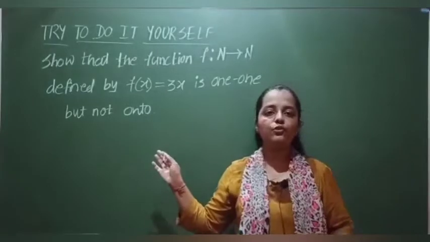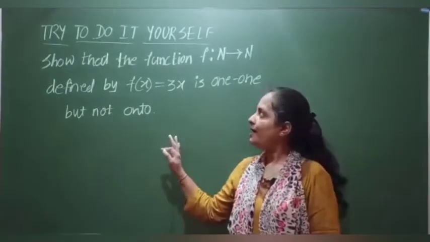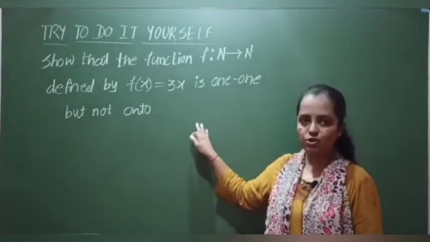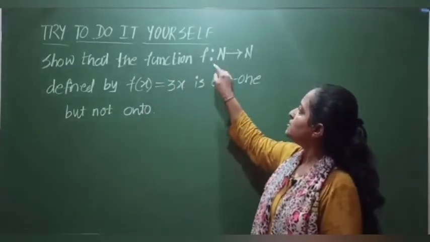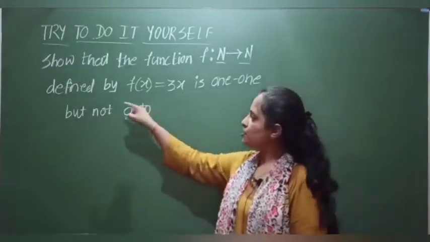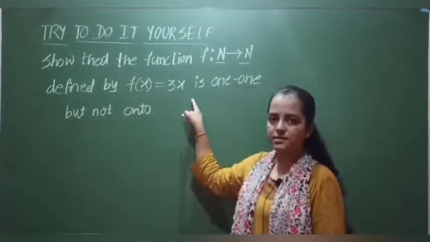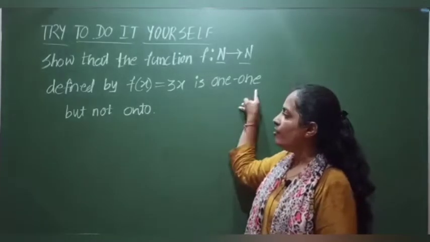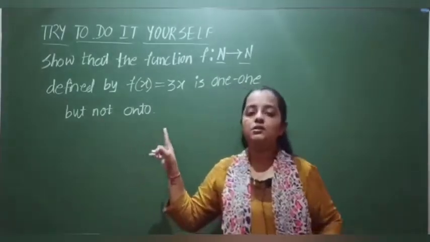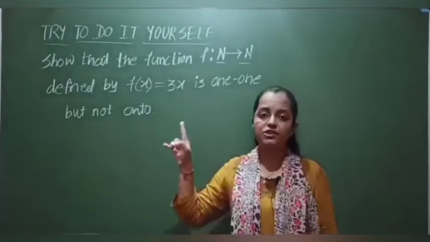And now it's time for a try-it-yourself question. Try to do it yourself and send me the answer through WhatsApp. And see what is the question here. Show that the function f from set of all natural numbers to set of all natural numbers, the function defined by f of x is equal to 3x, is one-one function. This is one-one function but not onto function. So what we have to show here? We have to show it is a one-one function.